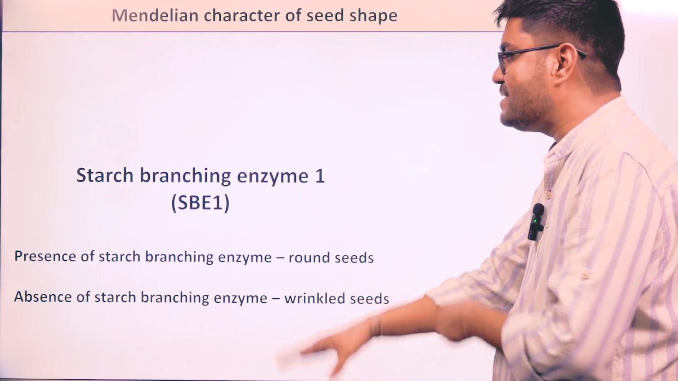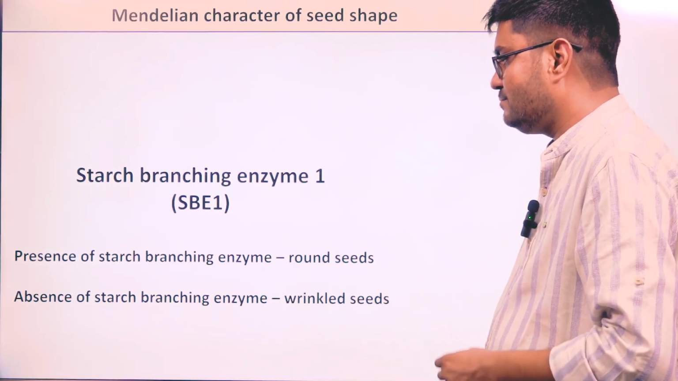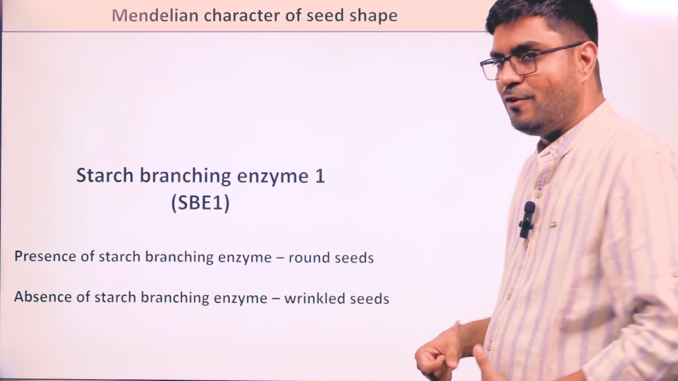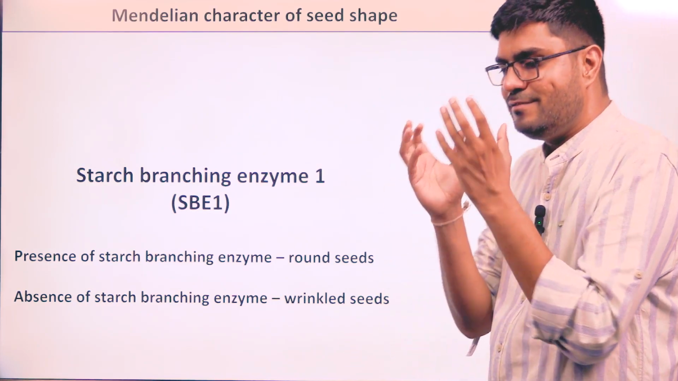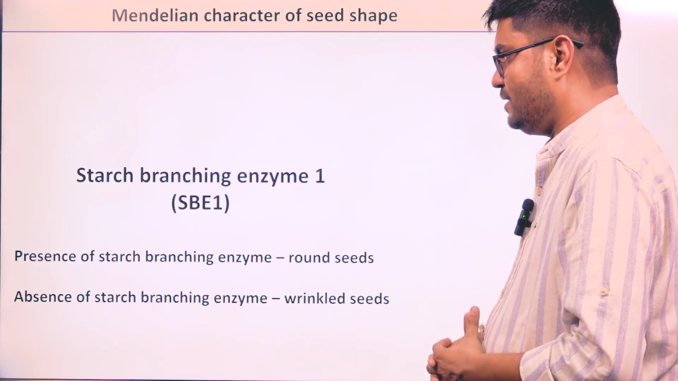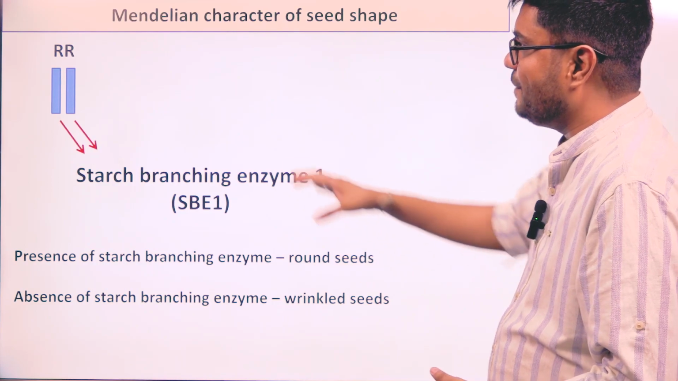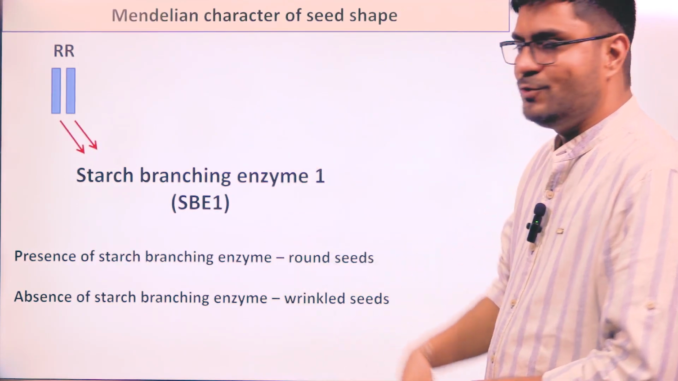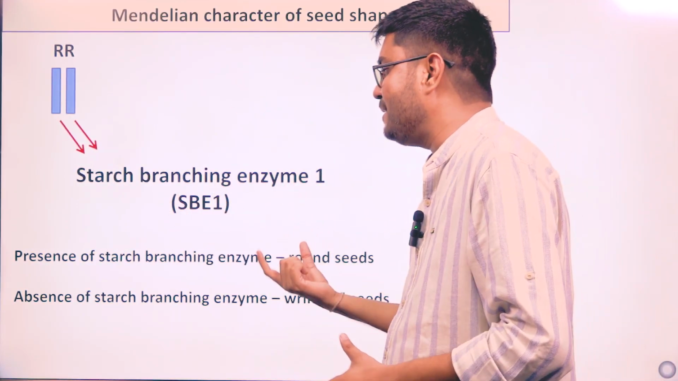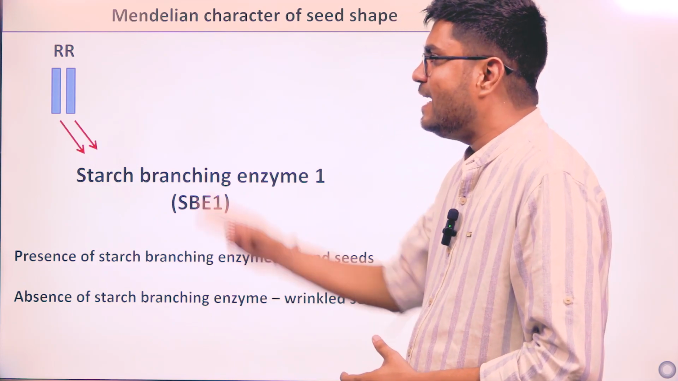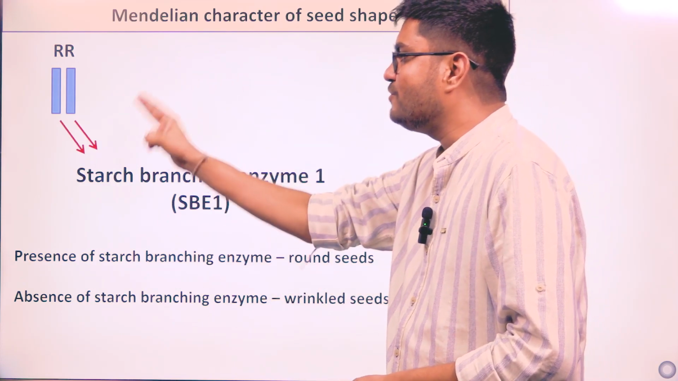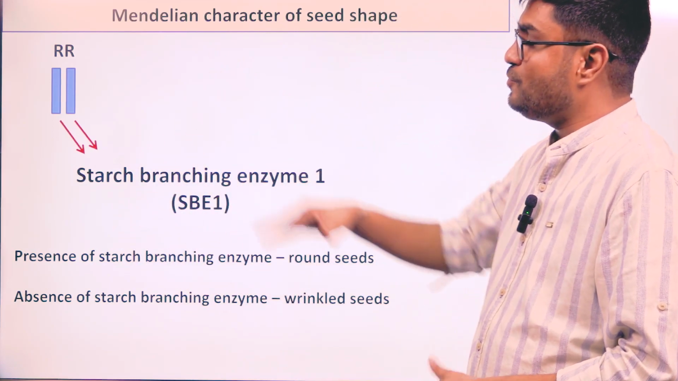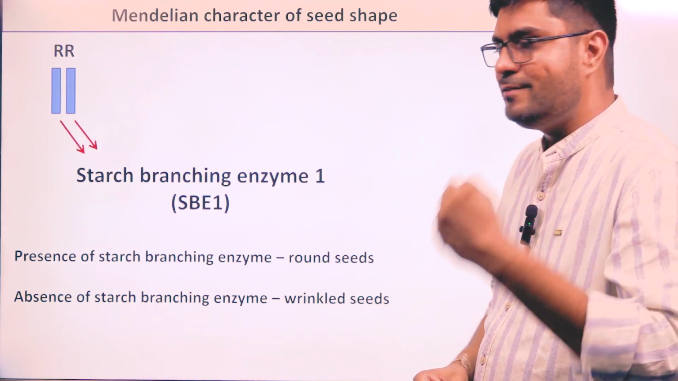If the enzyme is absent, then in the absence of starch branching enzyme, the seeds will be wrinkled, not enough deposition of starch, there is no filling of the seeds. So if I look at capital R, I will say this is a pea plant which is having two alleles, two copies of the DNA, which is coding for the enzyme SBE1, starch branching enzyme 1. They are identical, and both of them are making the functional enzyme, functional protein. We call this situation homozygous dominant.